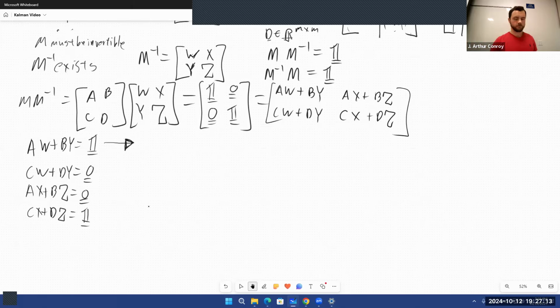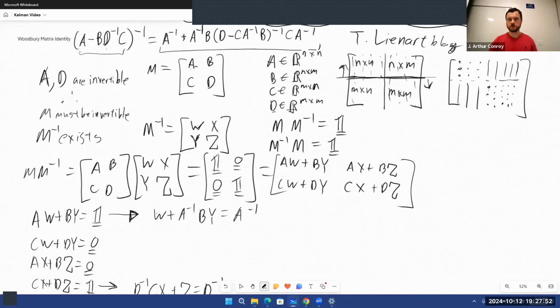All right, so we're going to multiply both sides by A inverse to get W plus A inverse BY equals A inverse. And we can do the same thing here to get D inverse CX plus Z is equal to D inverse. The overall goal is a way to relate multiplication among the inverses of these terms, and not the inverses of these terms, but these off diagonal terms.